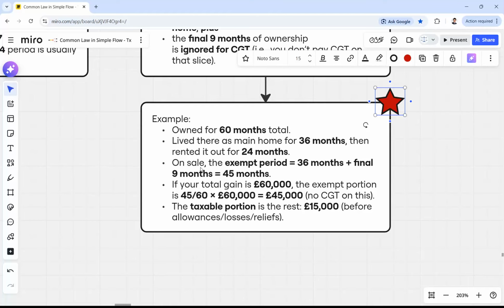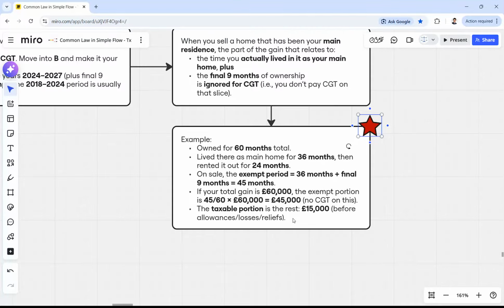36 months plus the 9 months. So altogether 45 months will be free of tax. If your total gain is 60,000, the exempt portion is 45 divided by 60 multiplied by 60,000 pounds, which will be 45,000 pounds free of CGT. So no CGT on this. The taxable portion is the rest, 15,000 pounds before allowance, losses, reliefs.